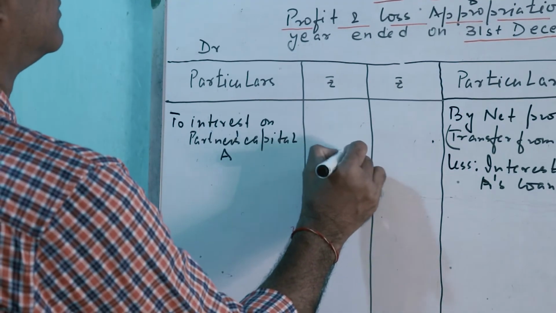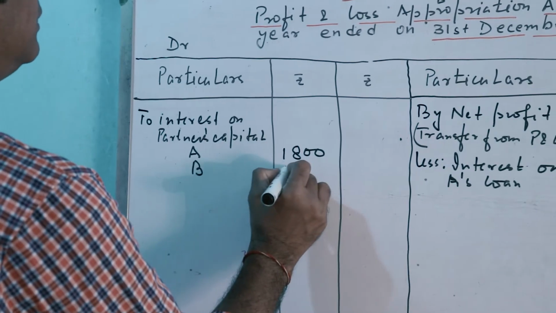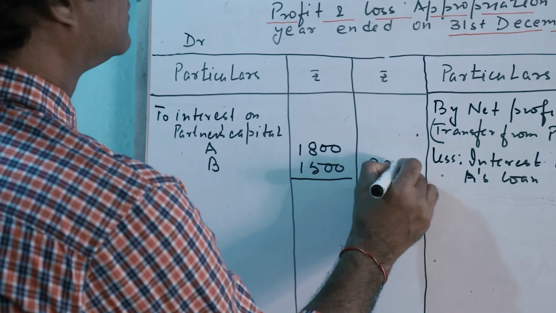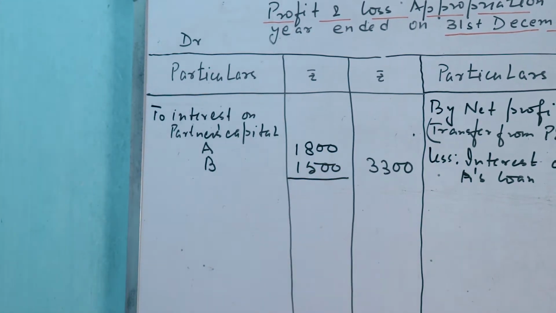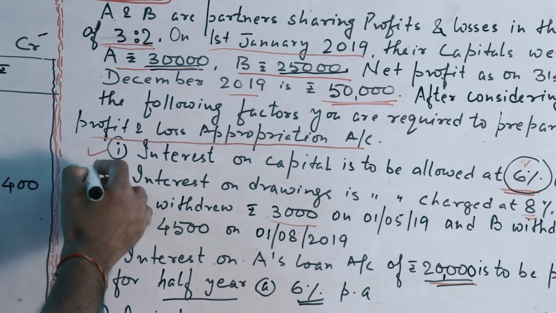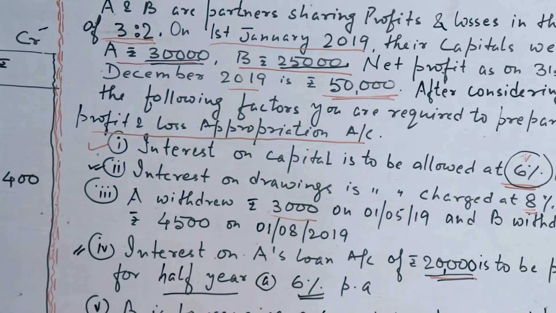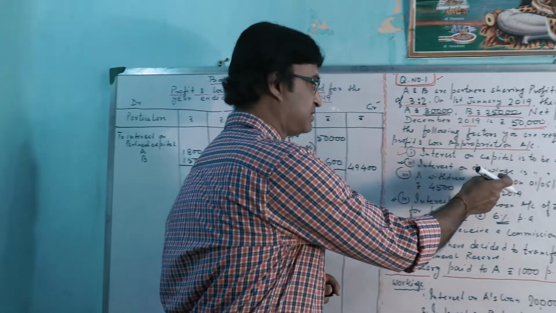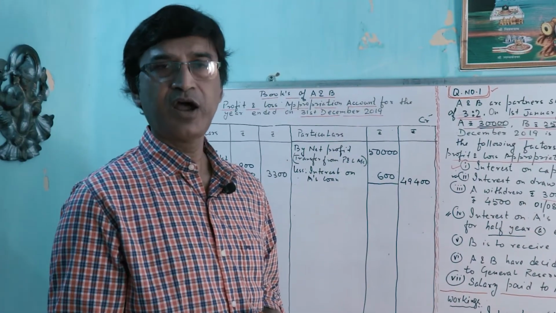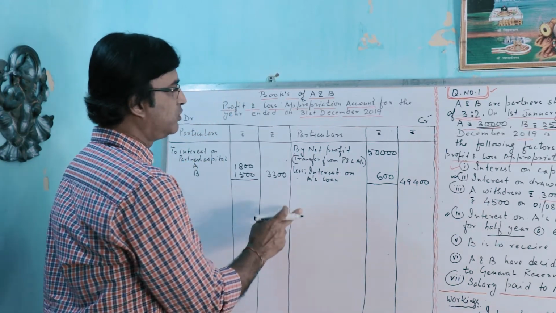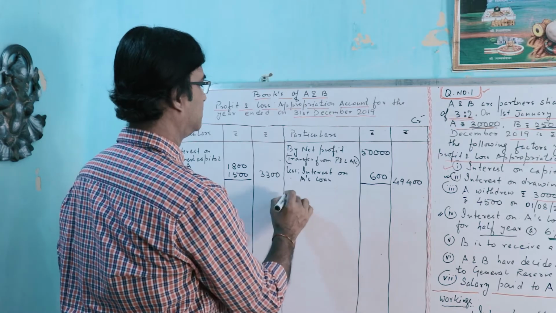So A is getting 1,800 and B is getting 1,500. So total interest will be 3,300. So interest on capital का कैलकुलेशन हो गया है. अब इंटरेस्ट ऑन ड्राइंग्स करना है. इंटरेस्ट ऑन ड्राइंग्स आपका इनकम होता है, क्योंकि पार्टनर लोग पैसा उठाया है, पार्टनर लोग फर्म को इंटरेस्ट देगा. So it is an income of the firm. That is why it will be written this side, credit side.